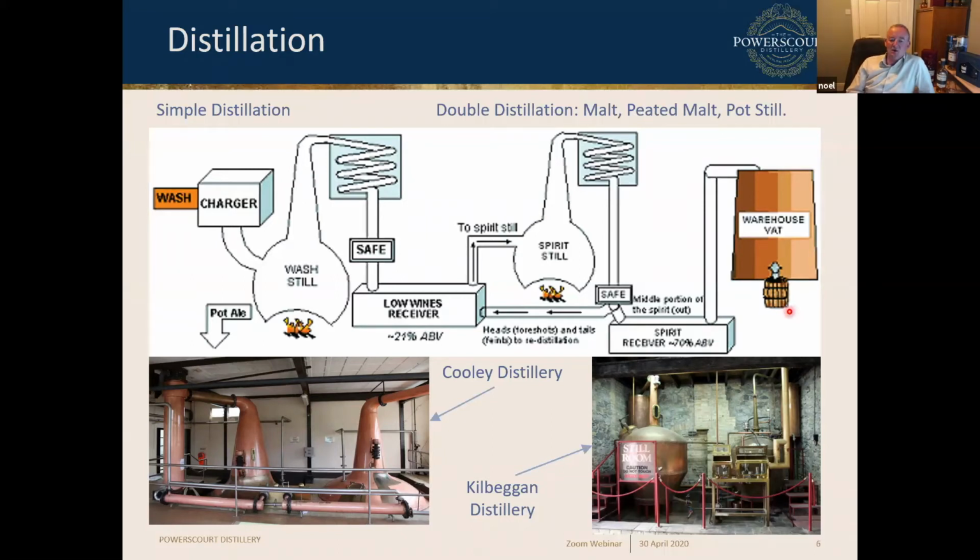And we also want to make sure we don't lose any ethanol in the process. So the remaining alcohol will be in the faints, and that is recycled back into the low wines receiver. And all of that, heads and tails, are combined with the low wines from the wash still and go back into the next distillation. And that system of recycling these heads and tails continues, and that makes sure that we have a consistent spirit product with the right amount of heads and the right amount of tails, so that we get a balance.